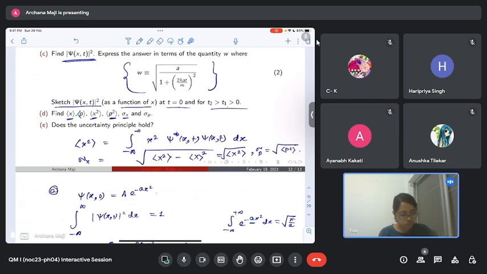So once you know these two, you also know these two. And the fifth question says, does the uncertainty principle hold? So you need to see whether sigma x sigma p is of the order of h cross by 2 or not. Okay, so let me give you the answer. X square expectation value will turn out to be 1 over 4 omega square, and p square expectation value will turn out to be h cross square a.